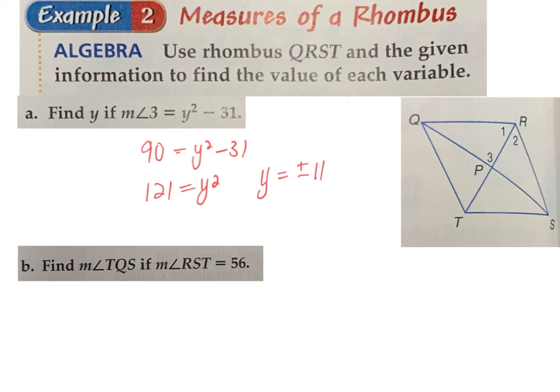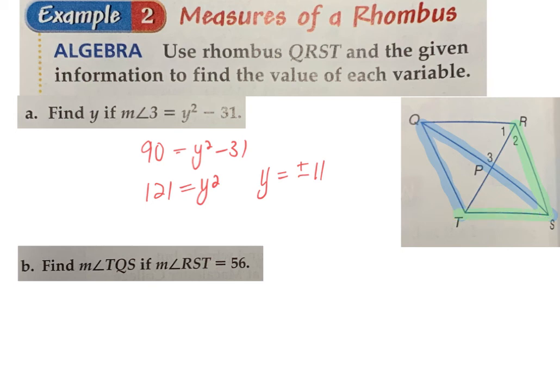All right. It now says find angle TQS if angle RST is 56. That's the next thing. So make sure you know what it's asking for. TQS is what they're wanting us to find if RST is 56.